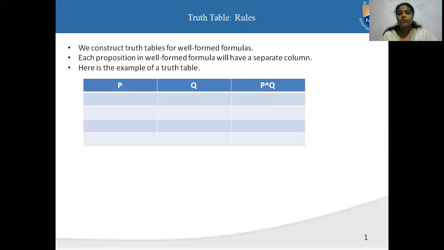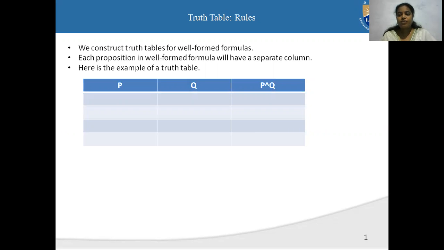For example, if we use only one proposition, you have to use one column. If you use two propositions, you have to use two columns. If we combine those two propositions using connectives, you have to add one more column for that combined statement. How many rows you need depends on the values. Based on the values, you have to prefer the rows. If we have one proposition, we have two values: 2 power n, where n is the number of propositions.